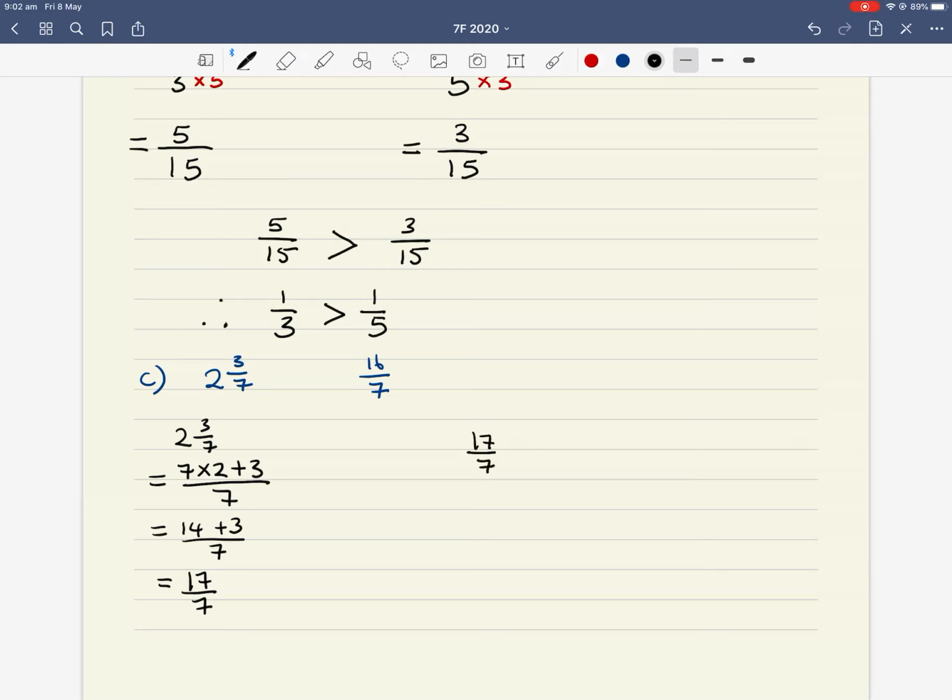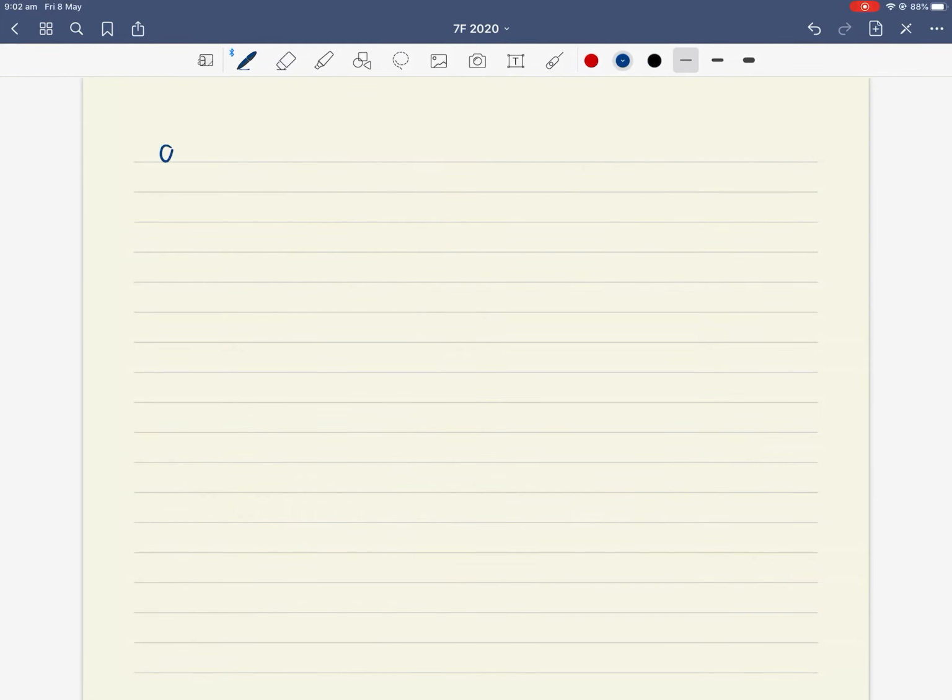So comparing 17 over 7 with 16 over 7, they're both the same denominators, so we don't have to do LCD conversions. Look at the top number then. 17 is bigger than 16, so we can write the bigger than symbol. So therefore, 2 3/7 is bigger than 16 over 7. Again, you must always write your answer in the original fraction form that the question has given you, otherwise you will lose half a mark, because the question did not start off with 17 over 7.